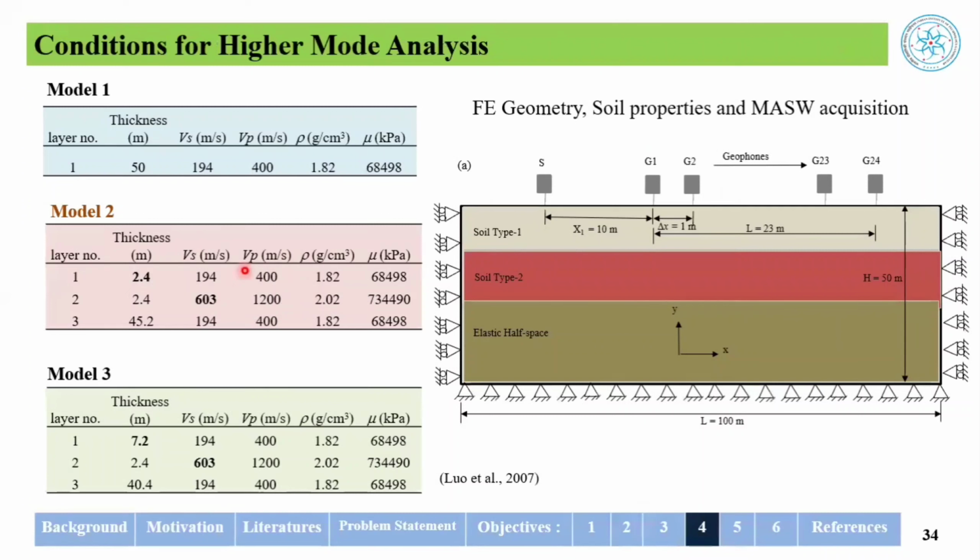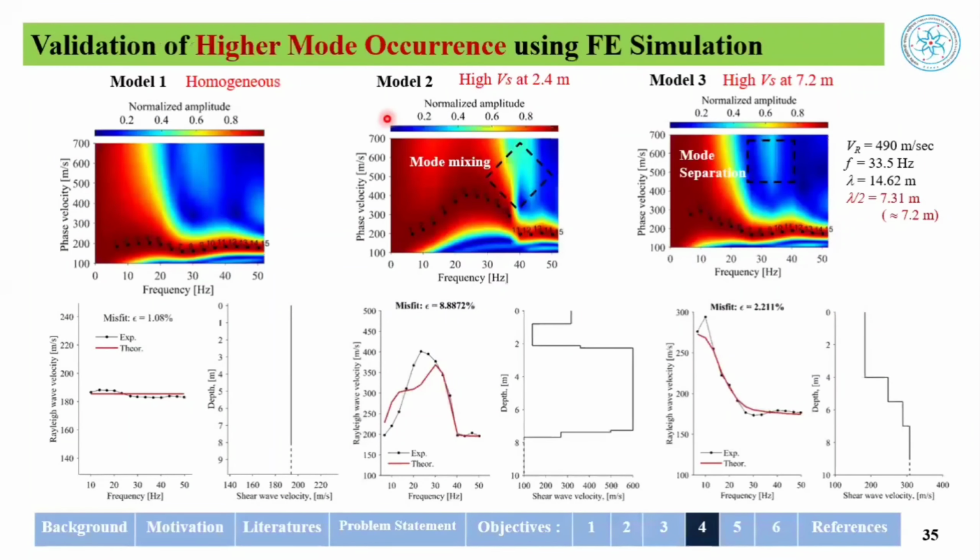Models 2 and 3 generate the scenario of the high VS layer, a hard sandwich layer in between two layers, and model 1 is just used for validating the responses, the properties which we have assigned to the soil model. In the case of the high VS layer at the shallow depth of 2.4 meter, the higher mode is not completely separated, so it is the case of the mode mixing phenomenon. In case of the high VS layer at 7.2 meter depth, the mode is completely separated, with mode separation.